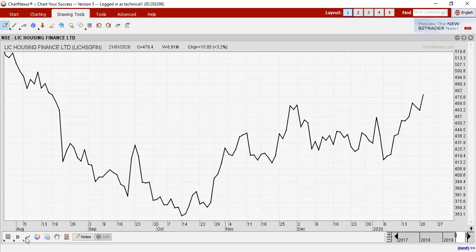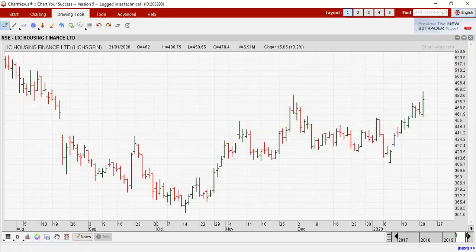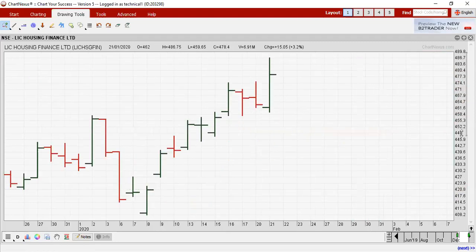Now let's move on to the bar graph. So this is how the bar graph looks. Let me zoom it for you. As you can see, there are two kinds of bar. One bar is in green color and the other bar is in red color. For example, let's study this bar first. This is the green bar. Green bar is nothing but a bullish bar. As you can see, opening is at a lower level and closing is at a higher level.